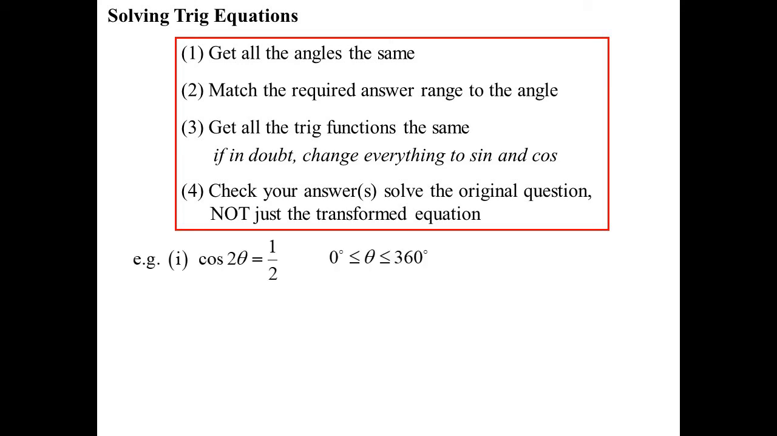All right, let's start off with a very simple one there. Cos 2 theta equals a half. They've told us it's going between 0 and 360. So, okay, it's already a single trig ratio. I can work with that.